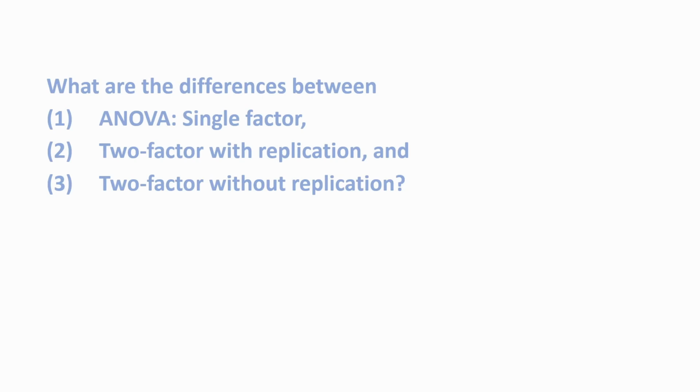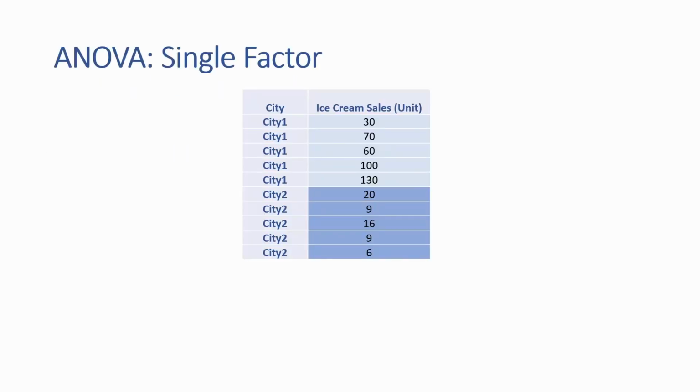In this tutorial, I'm going to explain ANOVA in Excel. In particular, I'm going to explain the differences between ANOVA single factor, ANOVA two-factor with replication, and ANOVA two-factor without replication. This is a hypothetical data example, namely I randomly generated this data for the purpose of this tutorial. So therefore, this is not real data.